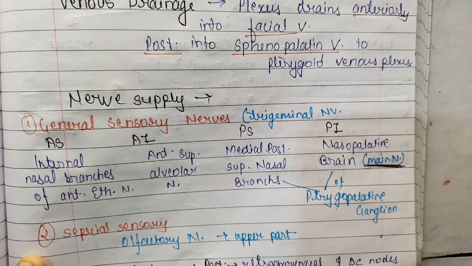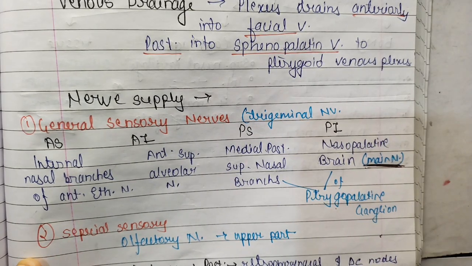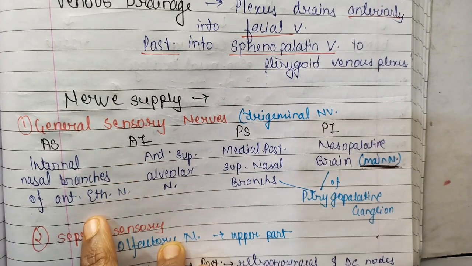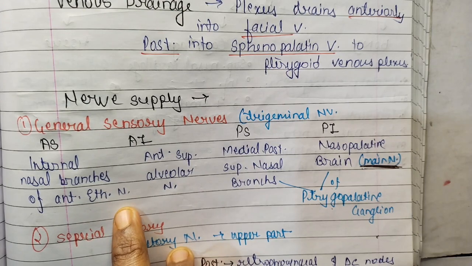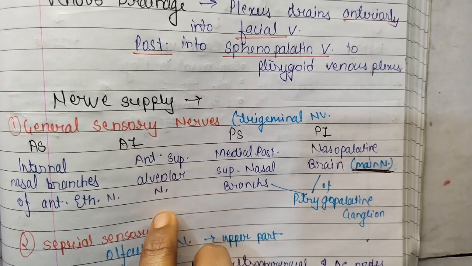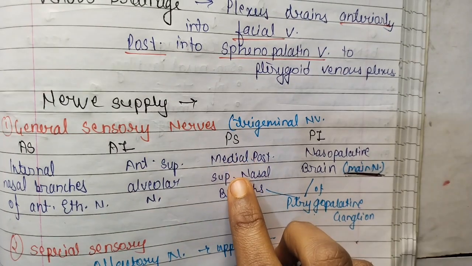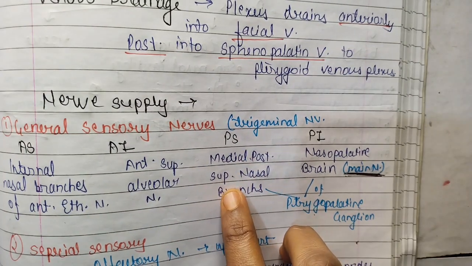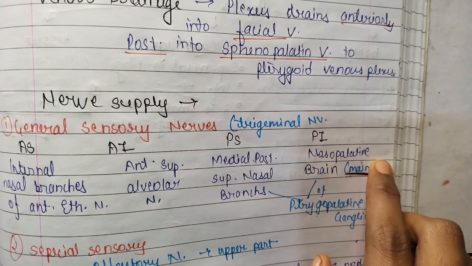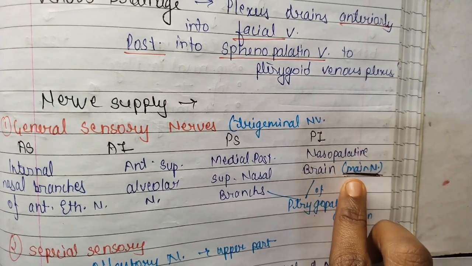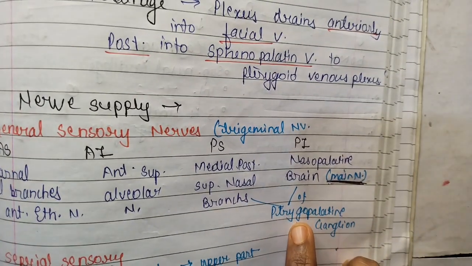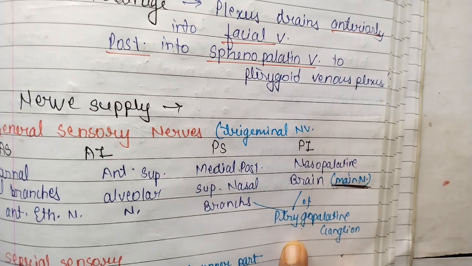General sensory nerves are majorly by the trigeminal nerve. Now anterior superiorly by the internal nasal branch of the anterior ethmoid nerve, and anterior inferiorly by the anterior superior alveolar nerve, posterior superiorly by the medial posterior superior nasal branch, and posterior inferiorly by the nasopalatine branch, which is the main nerve. Both of these are part of the pterygopalatine ganglion.